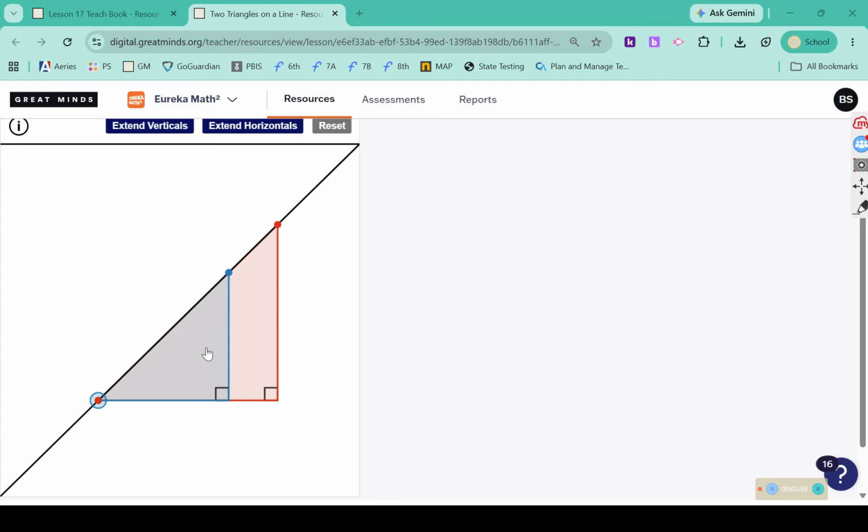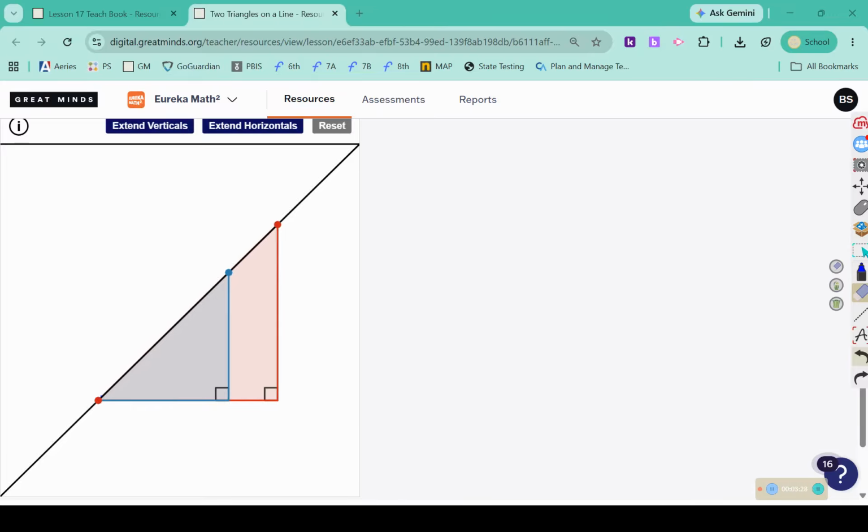Looking at this diagram, we can determine that these two triangles, the blue and the red, are similar using AA criterion. The first angle that they have in common is this angle here. And then they also both have a right angle. So by AA criterion, these triangles are similar.